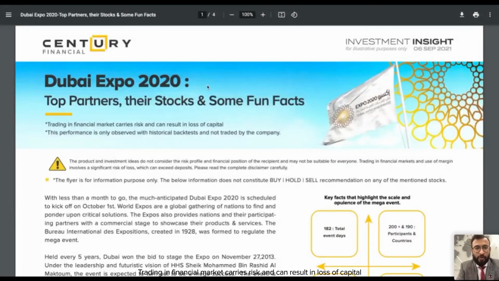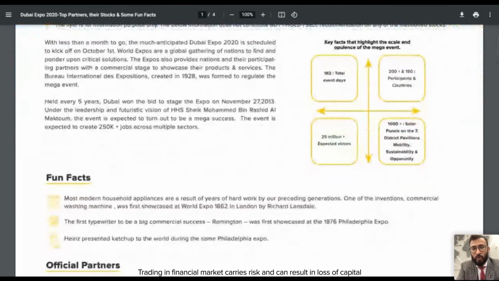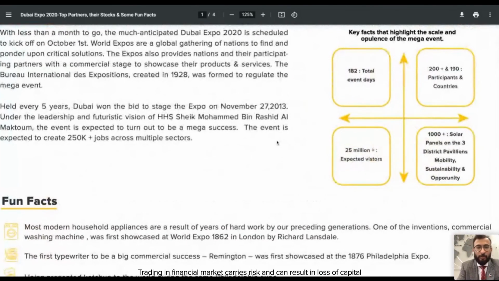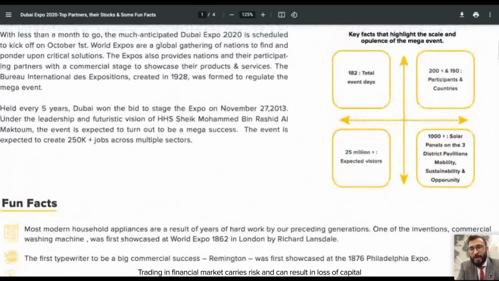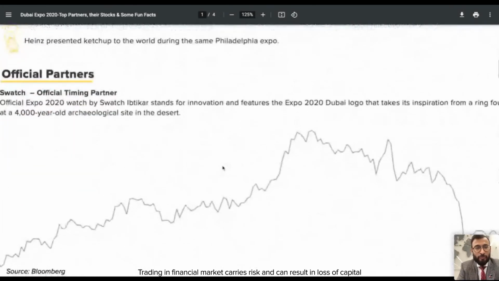before you leave is, since Expo is coming, in the spirit of that, we have talked a lot about expos, top partners, their stocks, and some fun facts. So what we are going to have is Dubai Expo, much talked about. 182 days of event, 190 participating countries, 25 million visitors, solar panels, 3 district pavilions, sustainability opportunity, mobility opportunity. One thing we need to understand here is there are companies which are official partners.